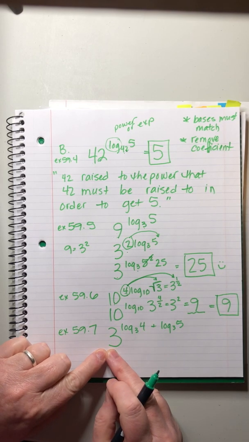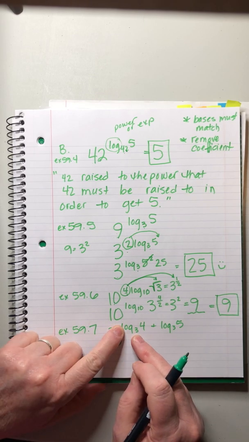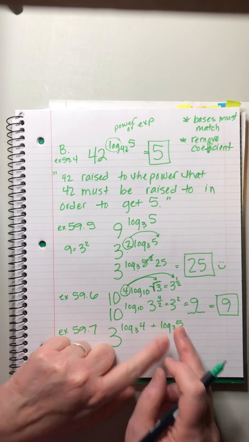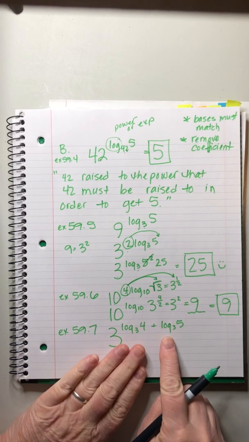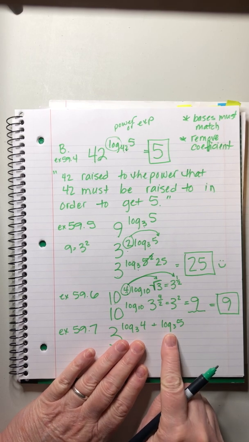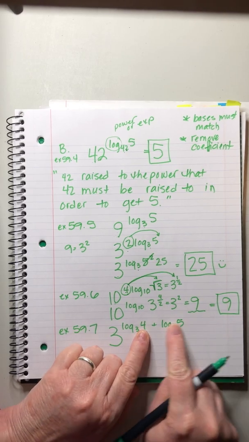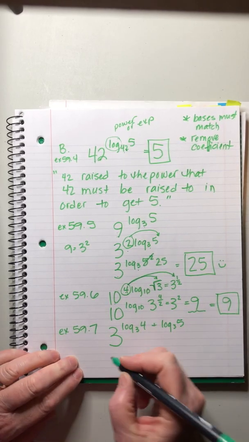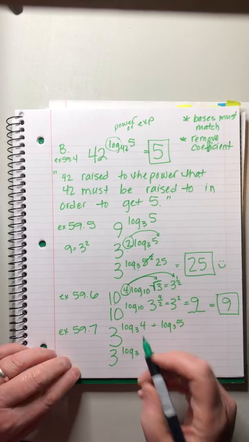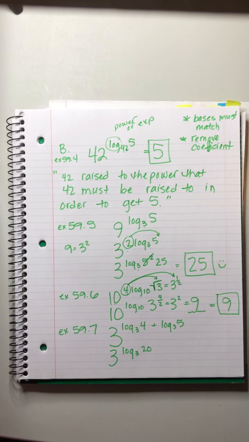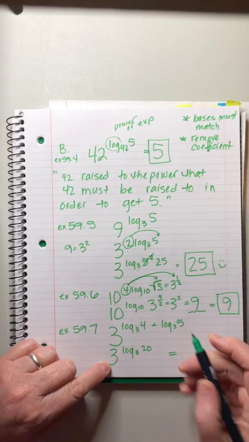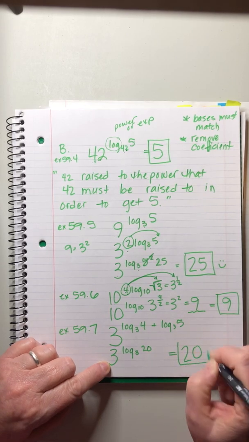Okay, so 3 raised to the power that 3 must be raised to get 4 plus the power that 3 must be raised to get 5. Aha, we recognize this as a situation that calls for the product rule, right? Because with the product rule, we can combine these by multiplying the arguments. So that becomes 3 log 3, and then 4 times 5 is 20. And so our final answer is 3 raised to the power that 3 must be raised to get 20. So there's our answer there.